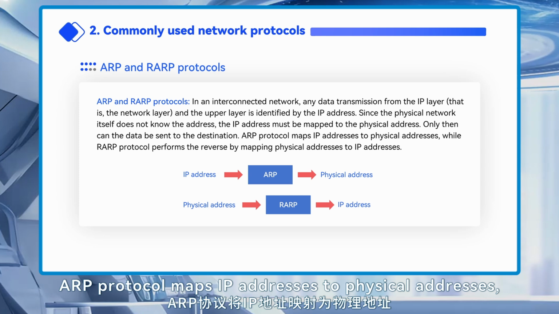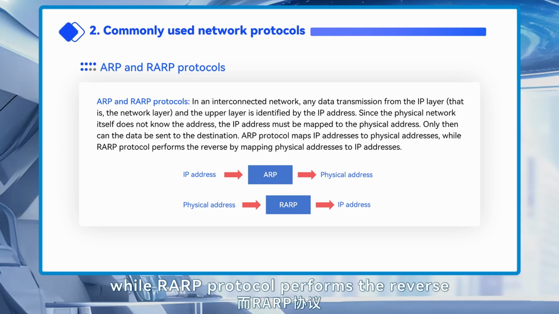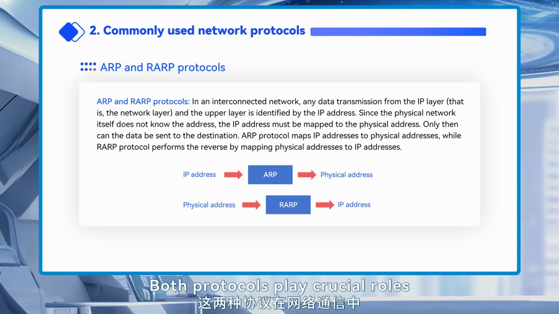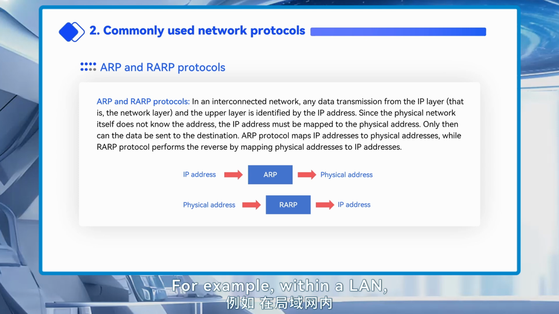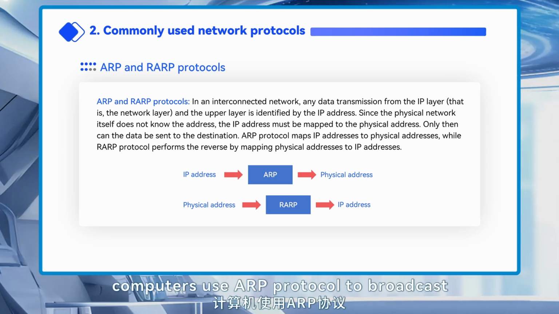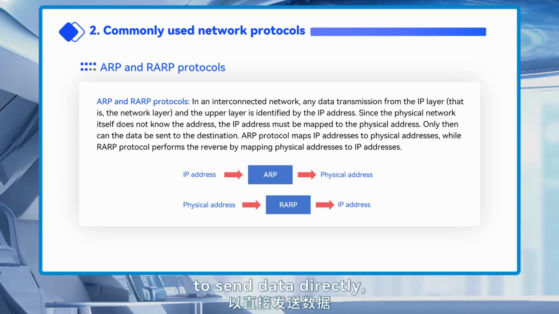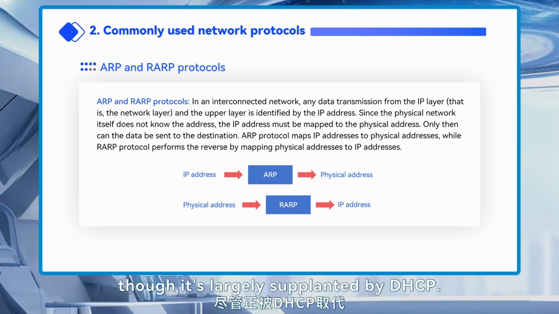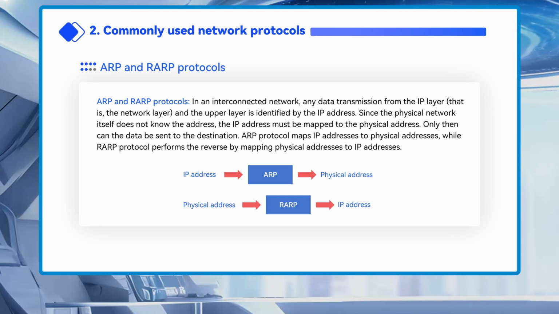ARP protocol maps IP addresses to physical addresses, while RARP protocol performs the reverse by mapping physical addresses to IP addresses. Both protocols play crucial roles in network communication. For example, within a LAN, computers use ARP protocol to broadcast queries for the MAC address of a target IP to send data directly, while RARP protocol provides reverse resolution, though it's largely supplanted by DHCP. ARP remains vital for network communication.